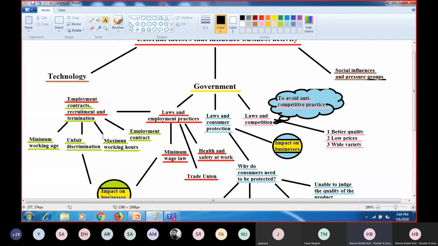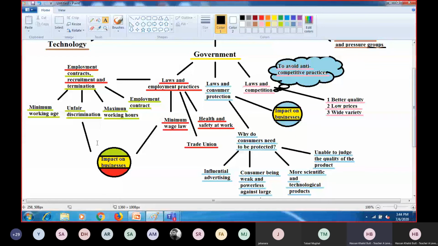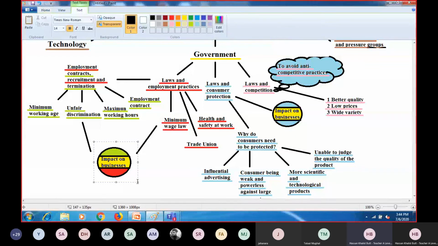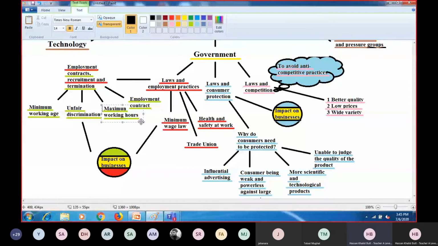So you understand this. It means the business needs to consider that as well. Then we'll talk about impact on businesses later. As you can see in the flow chart, the impact on business we'll cover later, but I am talking about it so that you won't get confused in the later part. Then maximum working hours. Again, generally, you need to have maximum working hours, and it's there in the employment contract as well.